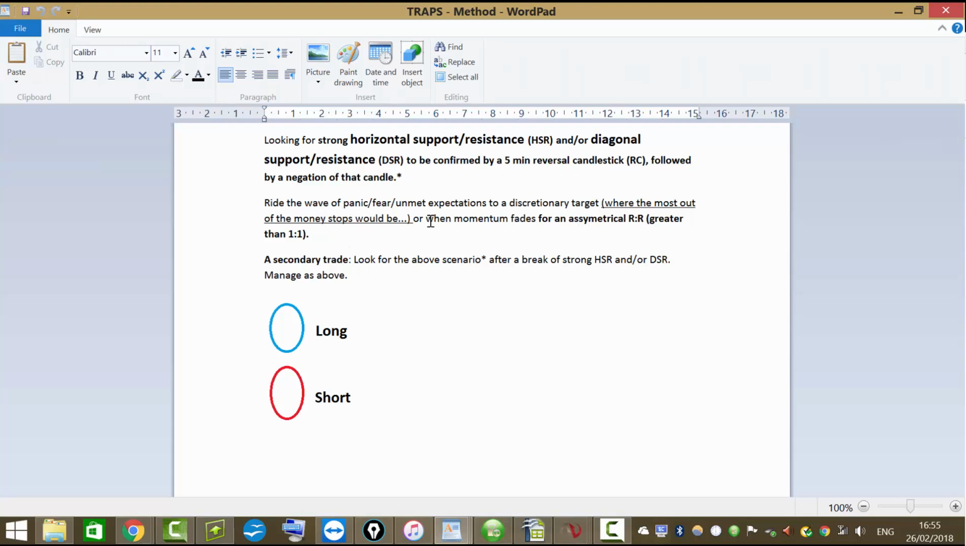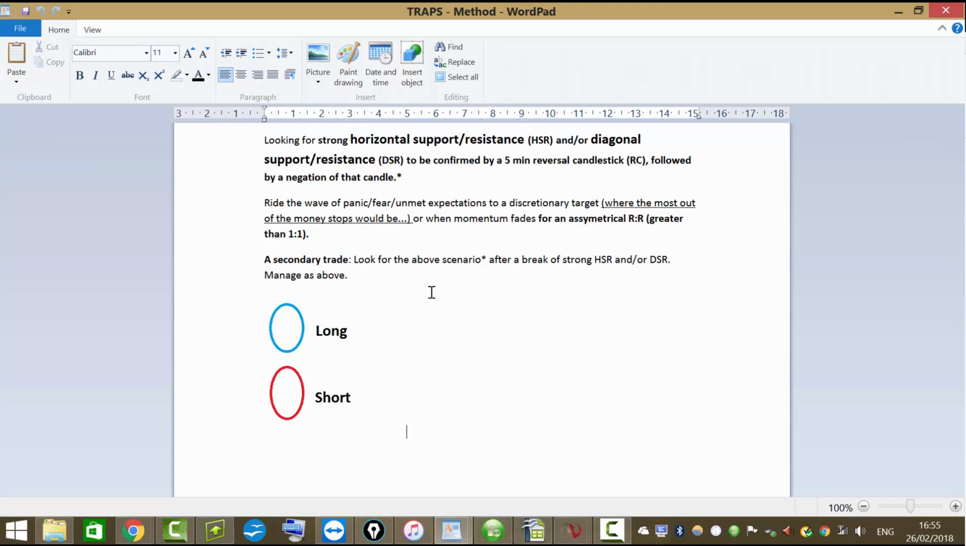an asymmetrical 2, 3, 4 to 1 reward to risk ratio that coincides with a natural place where you would find stops against that failure. So we're looking for a failure of a 5-minute reversal candlestick on support resistance, and then wherever the stops are of the people who were playing that failed 5-minute reversal candlestick. If the momentum fades, then via reversal candlesticks in your trade, you get out for positive risk to reward.